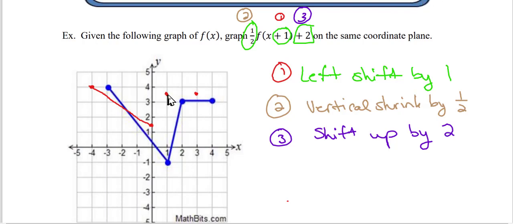Okay, so let's connect those 2. And these 2 lines. That red graph is the graph of 1/2 f of x plus 1 plus 2, given the blue one being f of x.